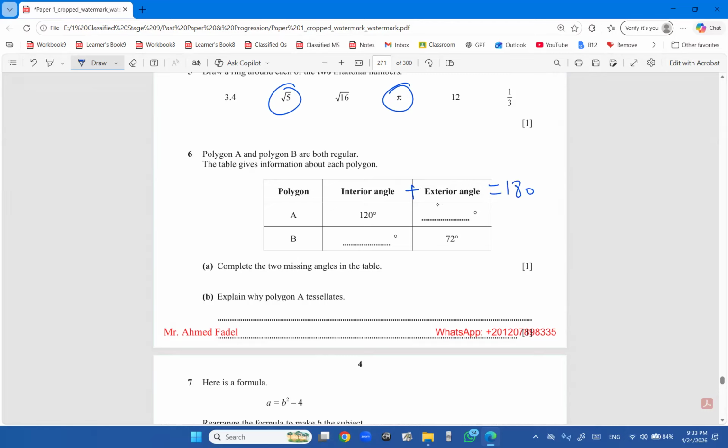So this is 120, this is definitely 60, because if you add them up, they give you 180. And this one over here is going to be 108 degrees. If you add them up, they're going to give you 180.